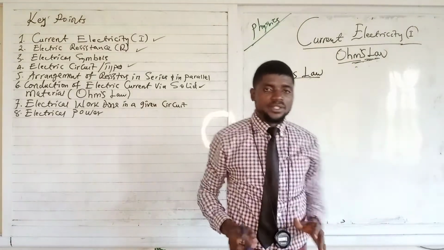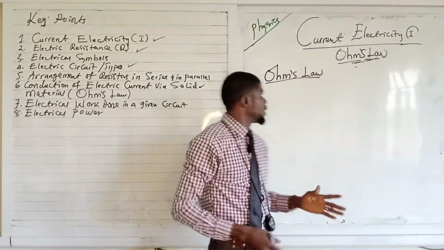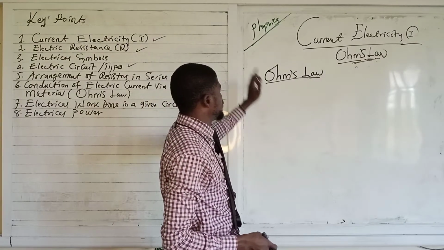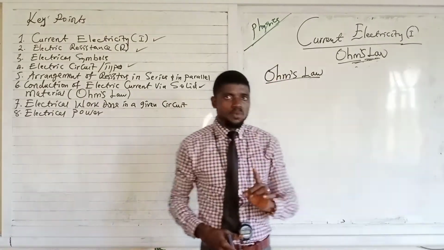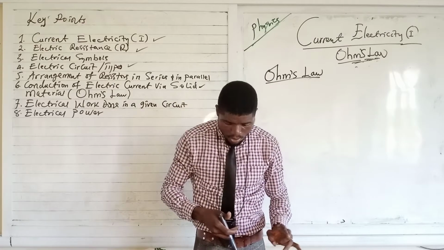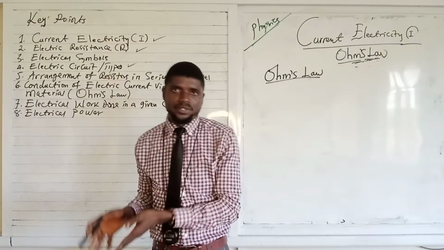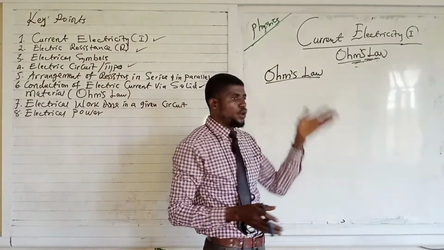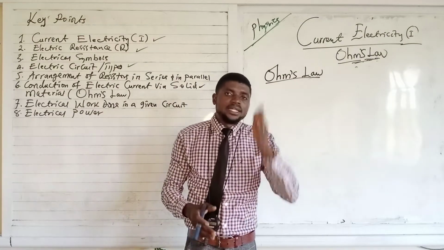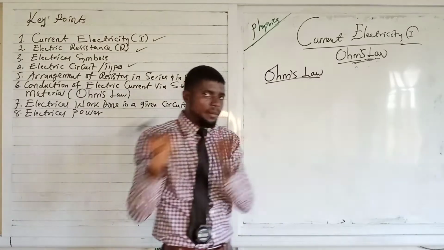In WAEC experiments, there are 3 basic experiments that come up every year: electricity, optics, and mechanics. If you are running any experiment under electricity, it is likely you must state Ohm's law. Ohm's law states that provided the temperature and other physical conditions are kept constant, the current flowing through a conducting material, e.g. a wire, is directly proportional to the potential difference across its terminals.